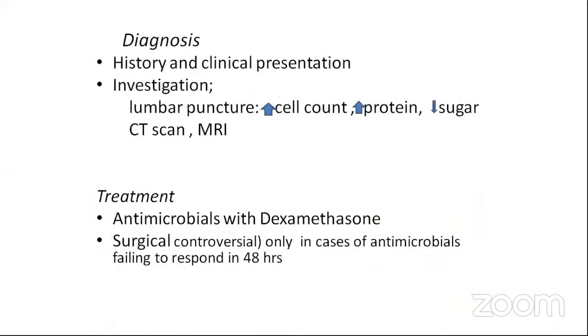So you have to take a proper history, and the clinical presentation must be evaluated. When you investigate, you do a lumbar puncture, and the CSF will show increased cell count, increased protein, and decreased sugar. CT scan and MRI are also required. Treatment of meningitis is antimicrobials, with steroids like dexamethasone. Surgery is only needed when the antimicrobials do not respond within 48 hours. Usually we give only antibiotics.